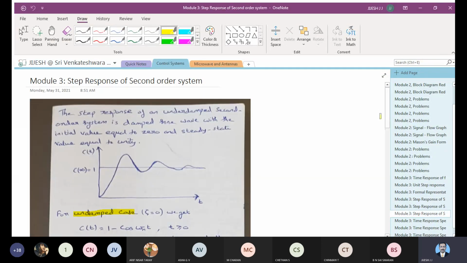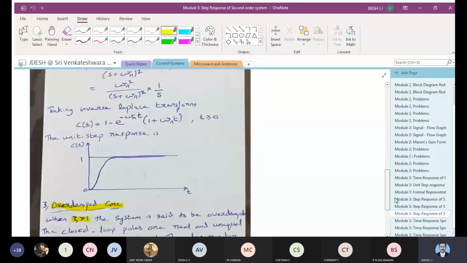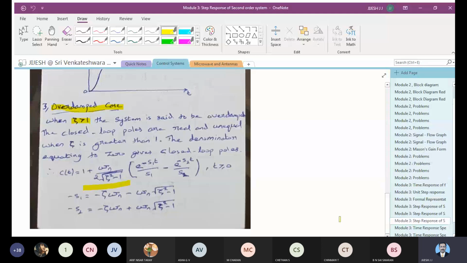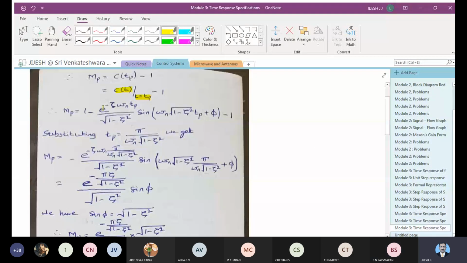See here also, that is for the overdamped case. We are doing the not overdamped case. So what is C of t here? 1 minus e to the power of minus zeta omega n t, divided by root of 1 minus zeta square, sine of omega n root of 1 minus zeta square t plus phi. It is t in the equation for C of t, but we have replaced t as Tp, so instead of t you should write Tp, plus phi, minus 1. See, this is the same equation which you have studied before.